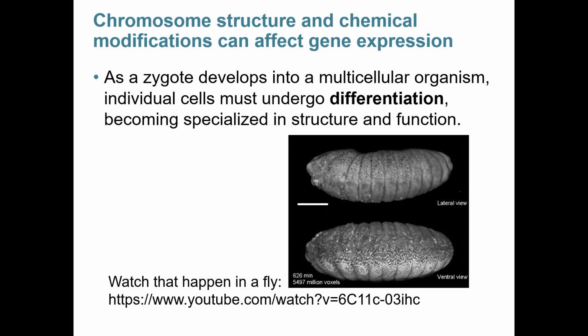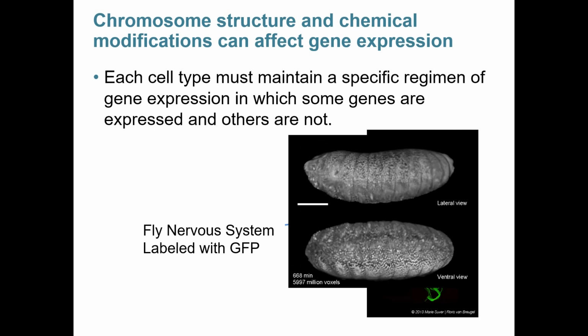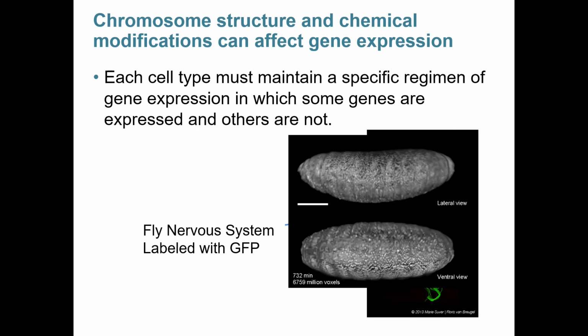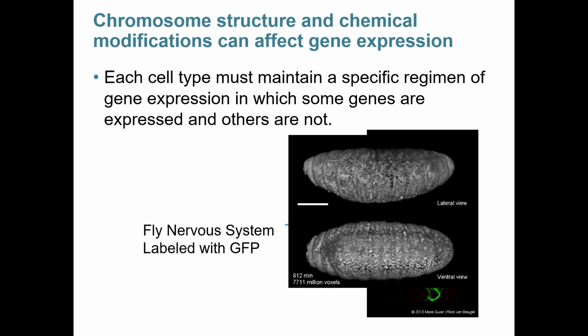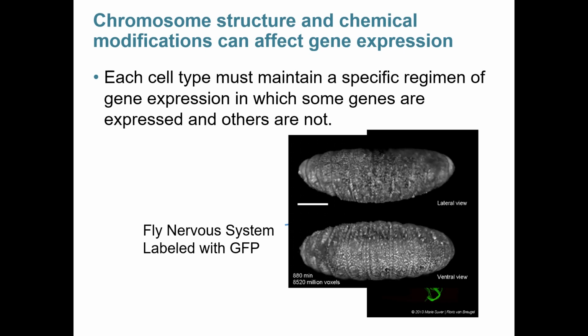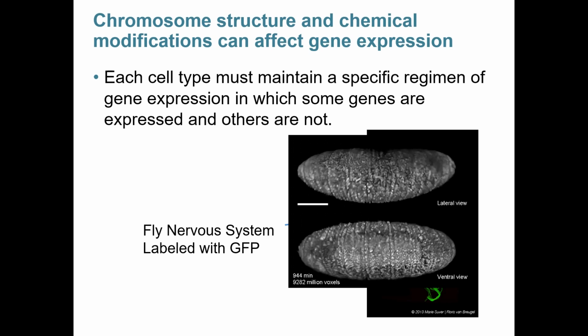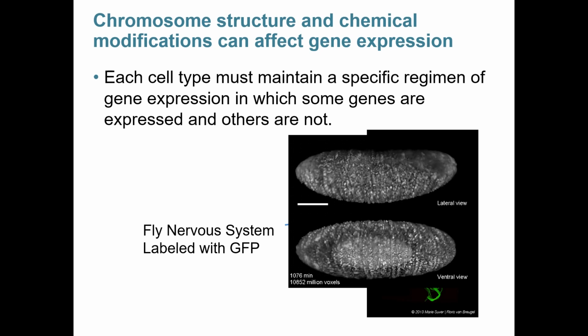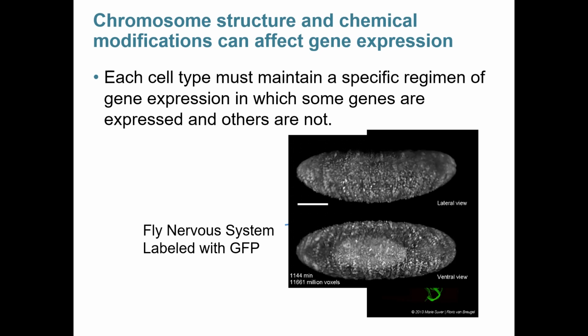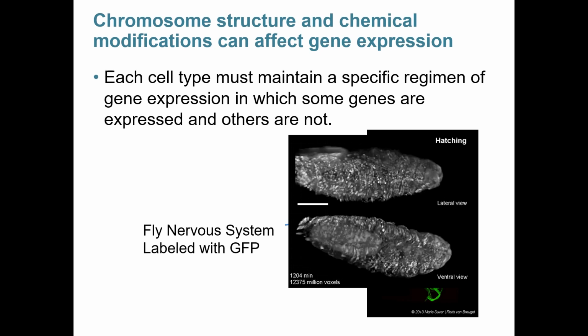The answer to that question is expression. Each cell type has to maintain a specific set of genes that are on and specific sets of genes that are not, and that is what makes a cell an individual. So all of your cells contain every possible gene in your genome, but they don't use all of them the same way or at the same time. Let me give you another kind of example.